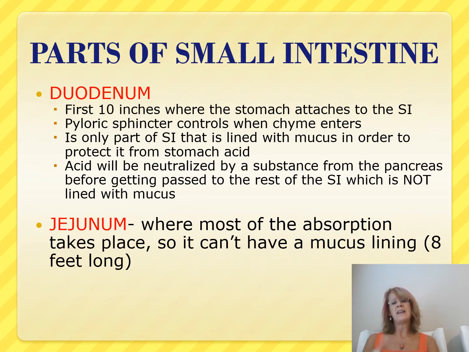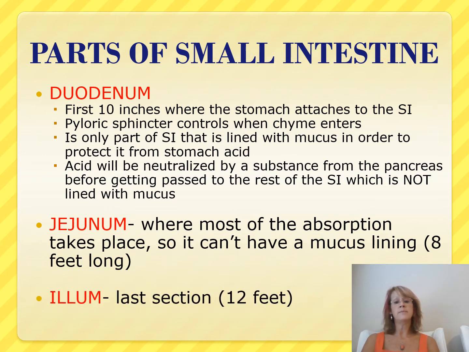The next about 8 feet is called the jejunum. And this is where most of the absorption takes place. So this is where we're absorbing all of our nutrients. And then the last part is called the ileum. It's about the last 12 feet. And honestly, about 90% of all absorption takes place in the jejunum.